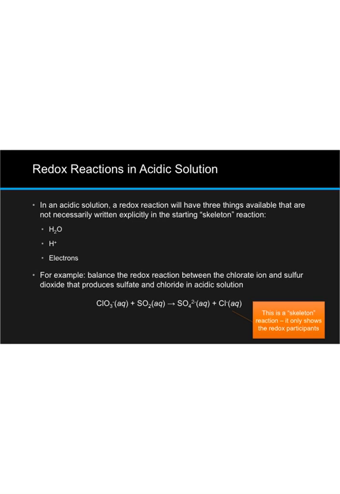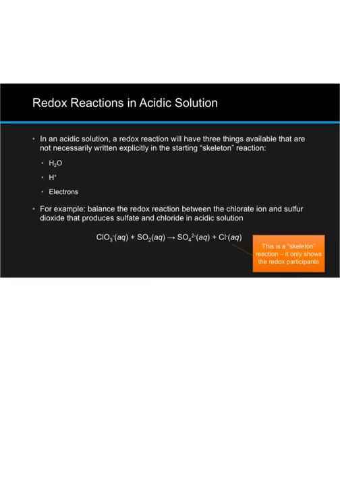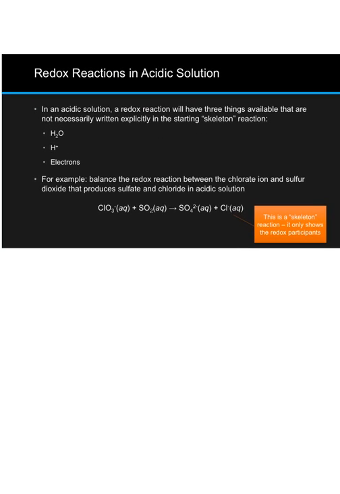For example, redox reactions that occur in acidic solution often have things available to them that we didn't take into account in previous reactions. For an acidic solution, we now know that there are major species like water and H+ cations available that might not explicitly show up in an overall starting skeleton reaction. This is an example of a skeleton reaction.